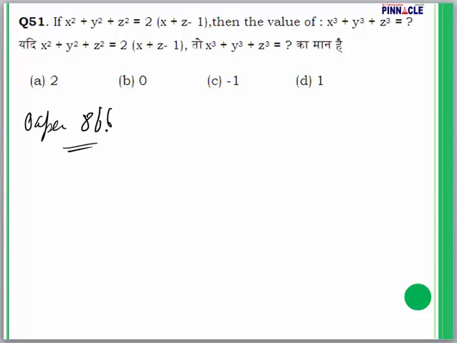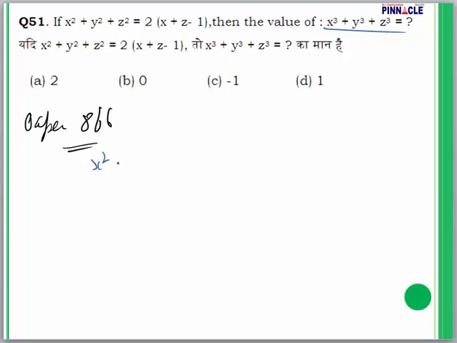This is a test series and we are doing the quantitative portion, that is the mathematical portion. Question number 51: if x square plus y square plus z square is equal to 2x plus z plus x plus z minus 1, then we have to find the value of this. If you find such a question, what we have to do is first see x square.